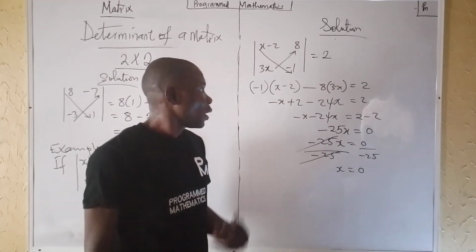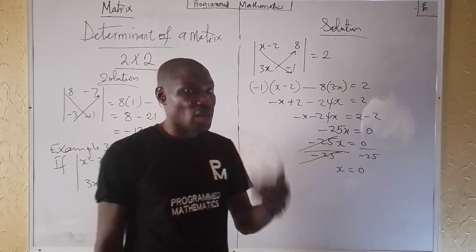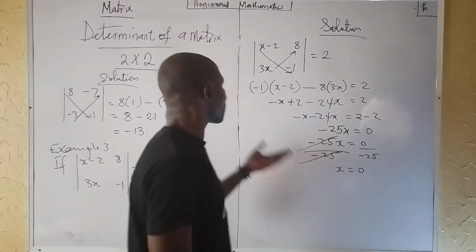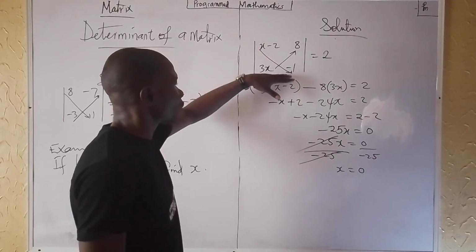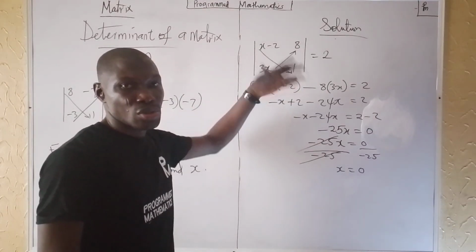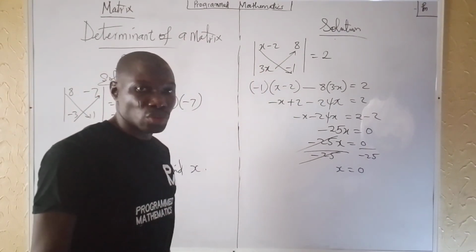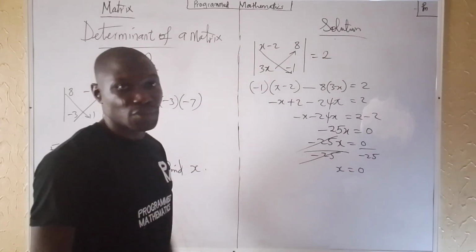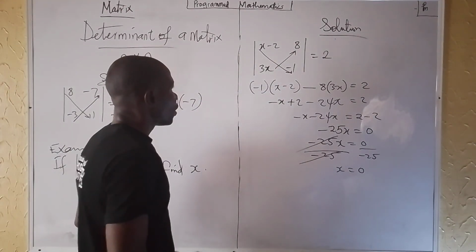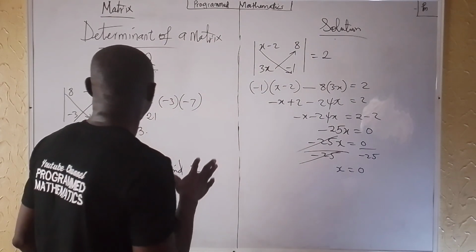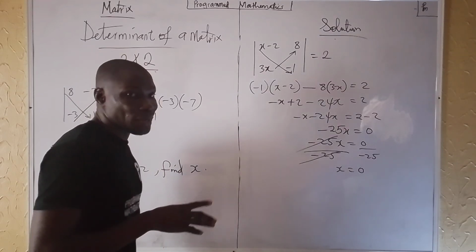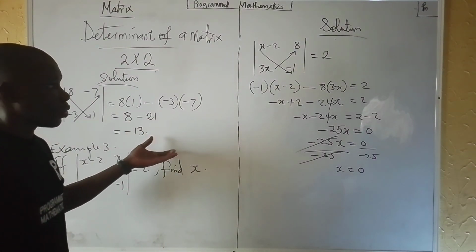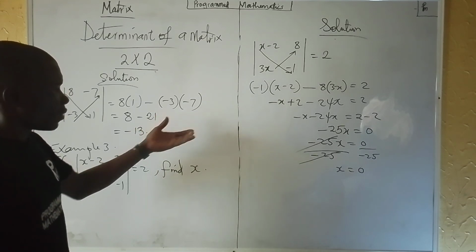Okay, so now we can take as many examples as possible. Most times also, sometimes you might have this leading you to a quadratic equation. The most important thing is getting the problem solved. Okay, so when it comes to determinants of a 2 by 2 matrix, it is not more than this. Okay, it's not more than this.